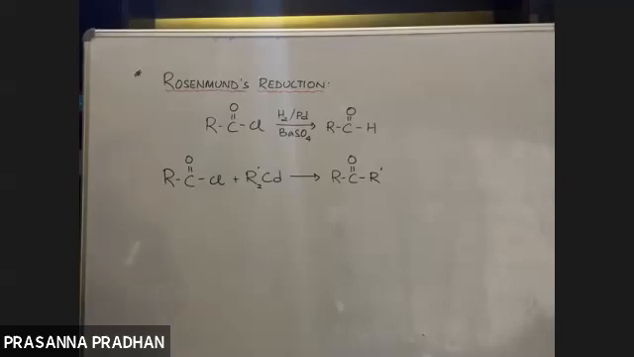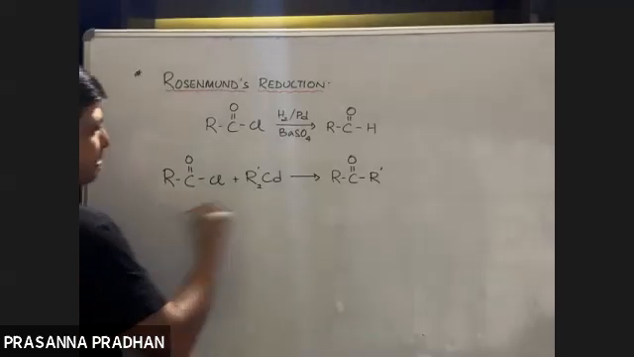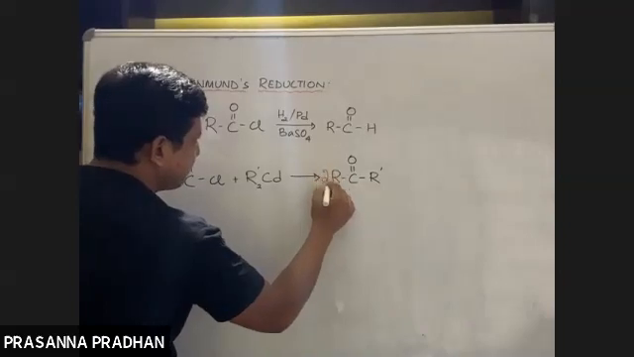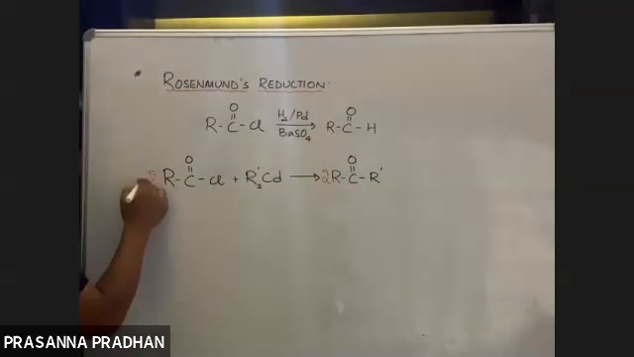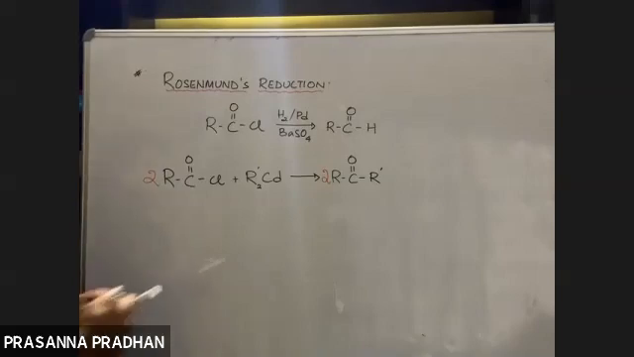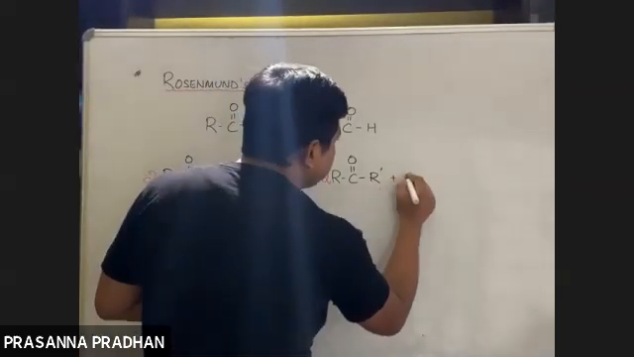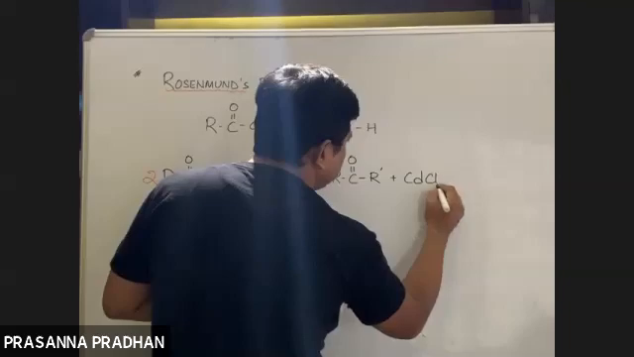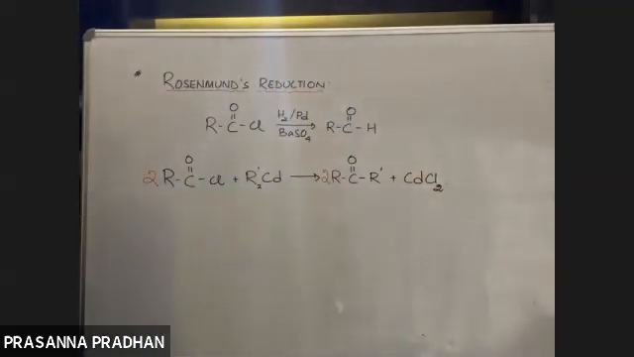Now, if you need to balance it, there are two R dash, so we take 2 moles of acid chloride, 2 RCOCl, and in the process we get cadmium chloride. So yes, ketones can also be prepared starting from your acid chloride. Acid chlorides can be converted to the corresponding ketones. The reagent is dialkyl cadmium.